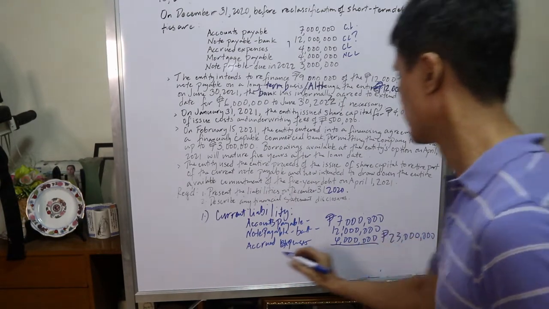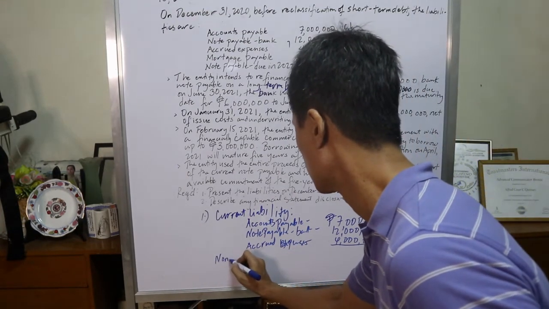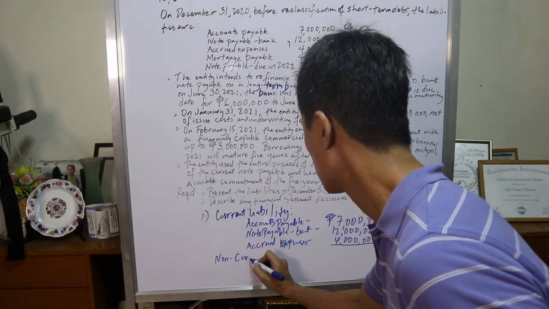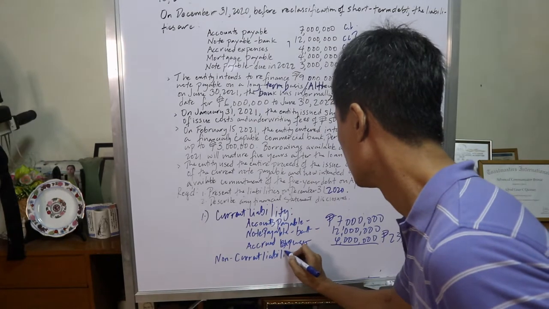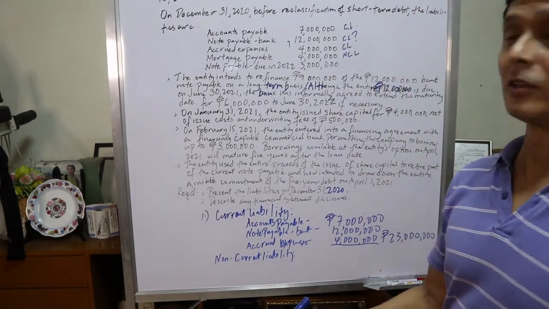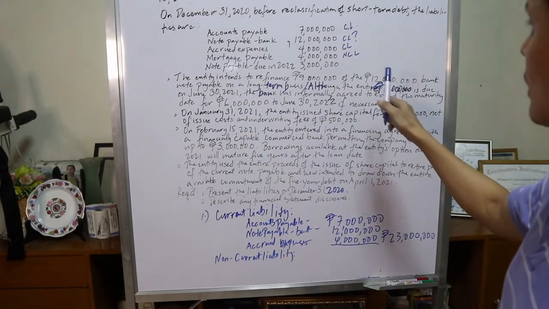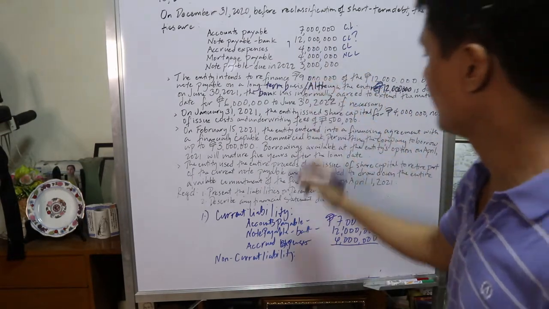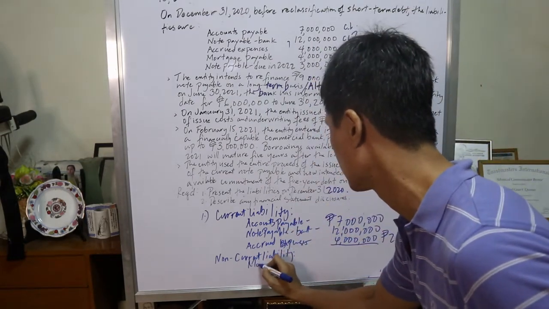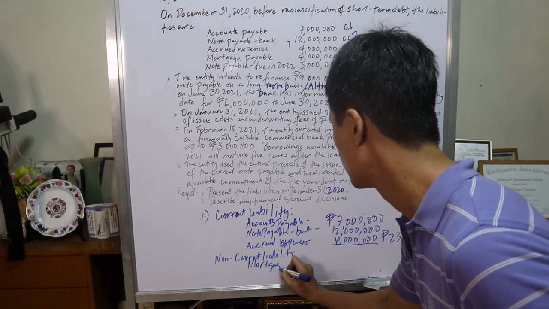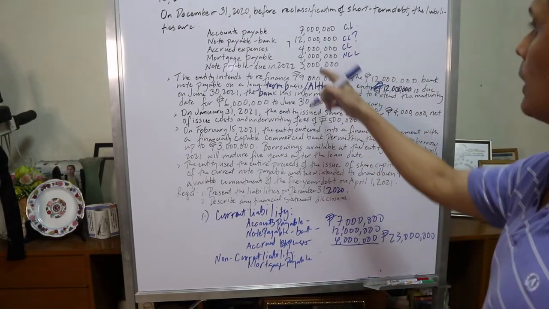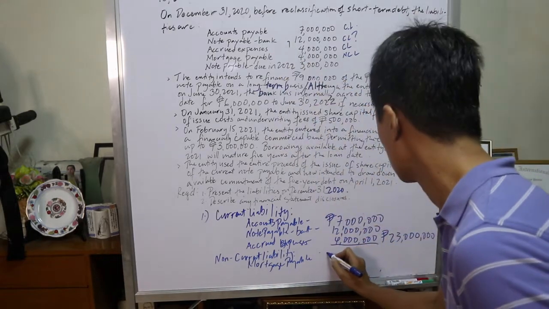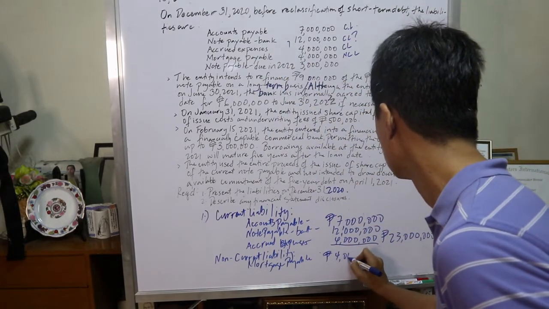What about the non-current? This is the non-current. I hope you can understand my handwriting. So the non-current, this one. Mortgage payable is written there. So let's put here mortgage payable. This would be 4 million. So let's put here 4 million.